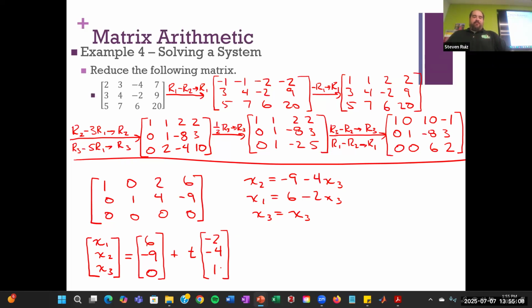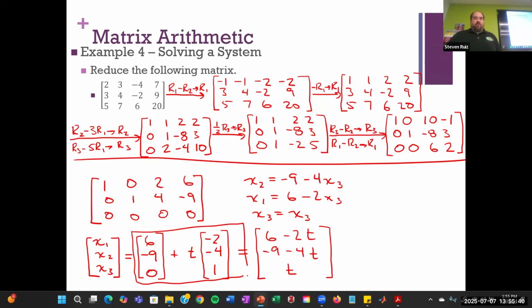-2, -4, 1. So let's expand this out again. What does each row of this thing say? 6 minus 2t, -9 minus 4t, and t. Does that fit with what we wrote down above it? As long as you write it in an order that makes sense. So this right here is the expanded vector format.